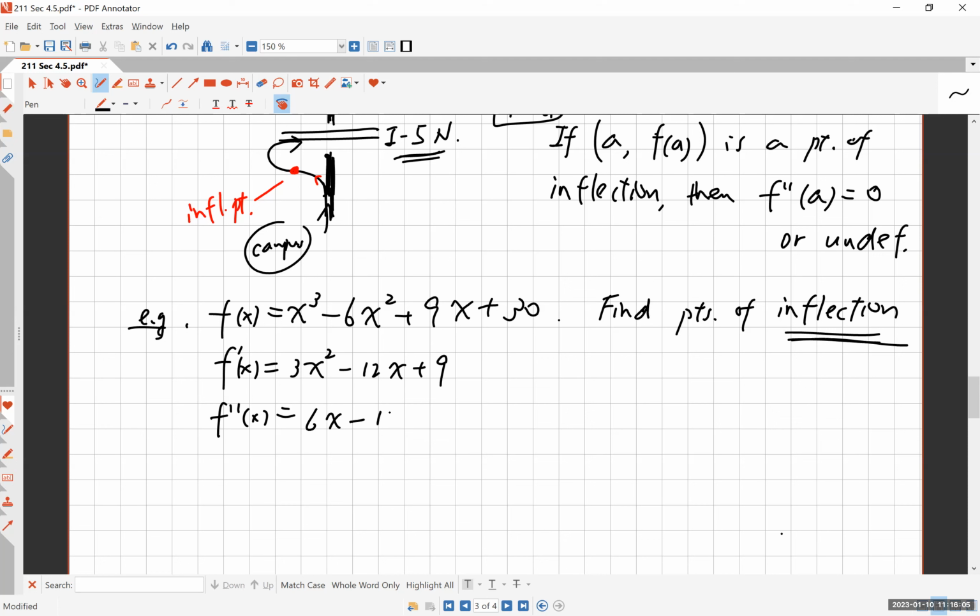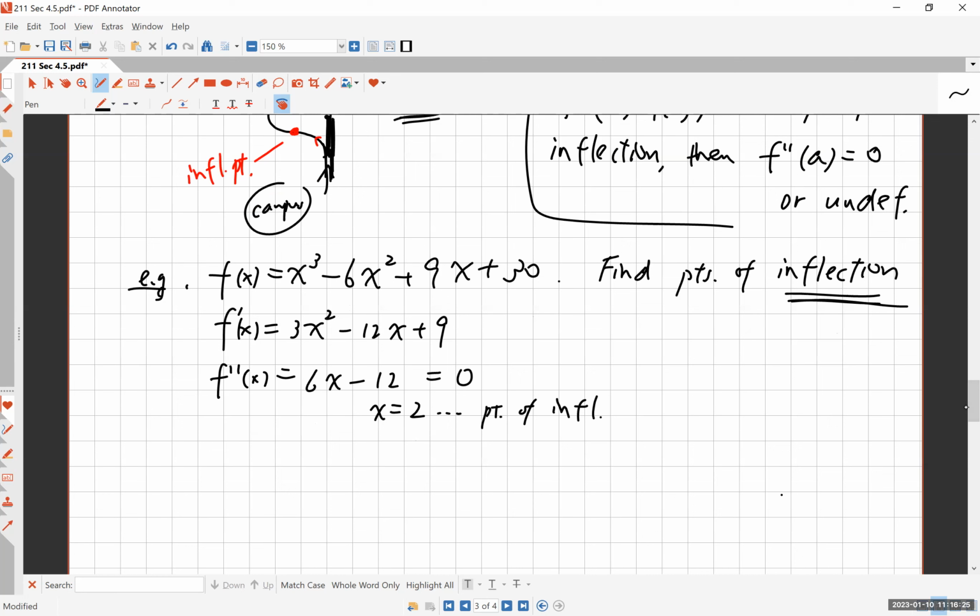So it's 6x minus 12, right? And you can set this equal to 0. Of course, x is equal to 2. And so this is possibly an inflection point. Now, it doesn't have to be. What I said here is if you have an inflection point, the second derivative is 0 or undefined. Just because the second derivative is 0 does not mean that it's a point of inflection.